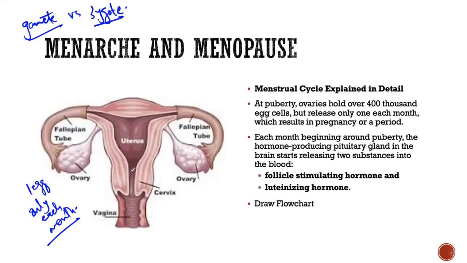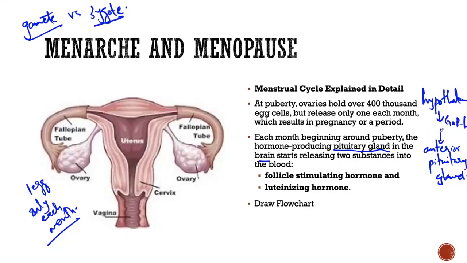So each month, beginning around puberty, your menarche phase, the hormone producing pituitary gland in the brain starts releasing two substances. So how does it start? You have hormones. Let's start looking at this. Essentially, you have your hypothalamus, which is in your brain, and it releases GnRH.